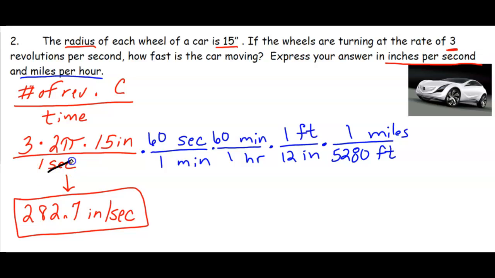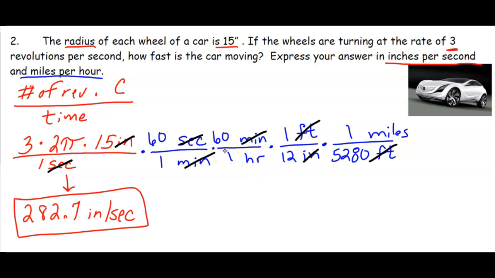So we have our seconds here. We'll cancel with these seconds. These inches here will cancel with these inches. Minutes go with minutes. We have feet with feet. So if you scan across the top here, we have miles only as a unit. And if you scan across the bottom, we have hours only as our unit. So this is in miles per hour.